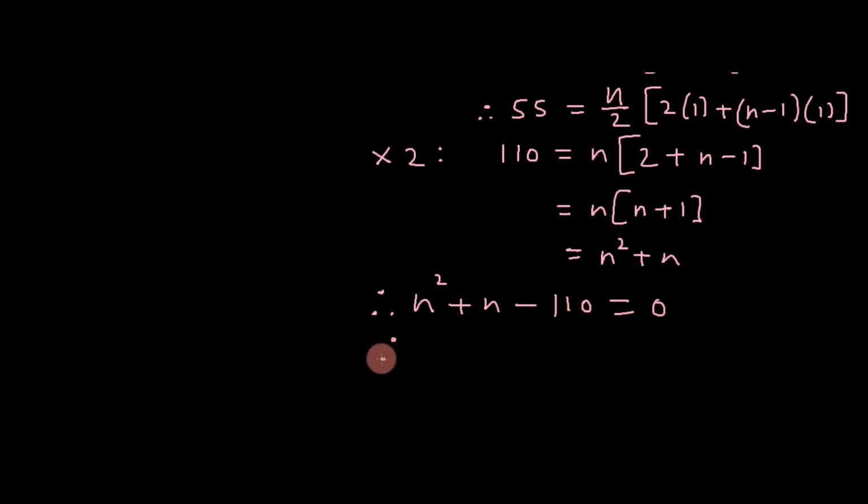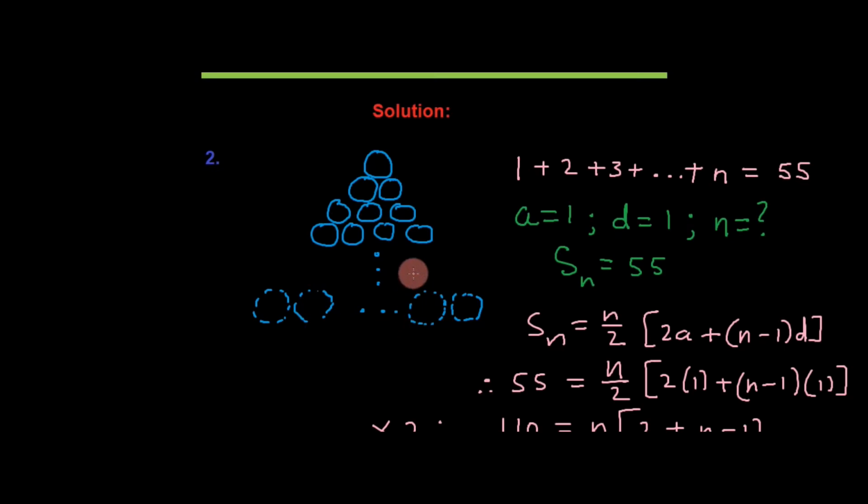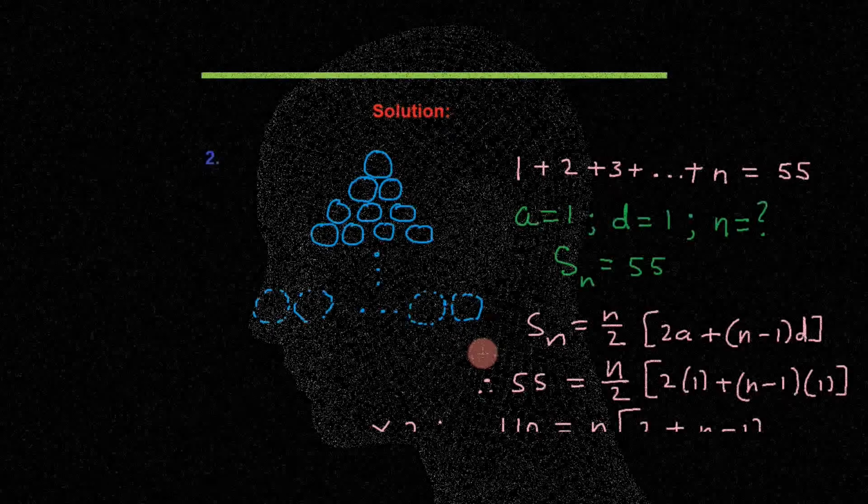This, of course, we can factorize. So it's going to be n plus 11 times n minus 10. And we can discard the negative answer because n is the number of layers. And we can see then that n is 10. So the bottom layer will contain 10 pipes in order for the total number of pipes to be 55.